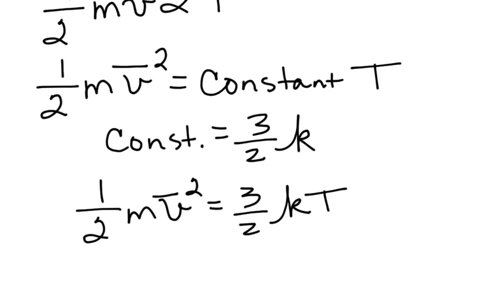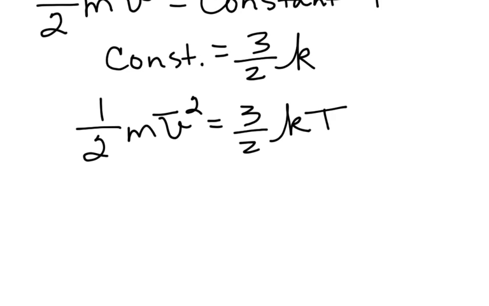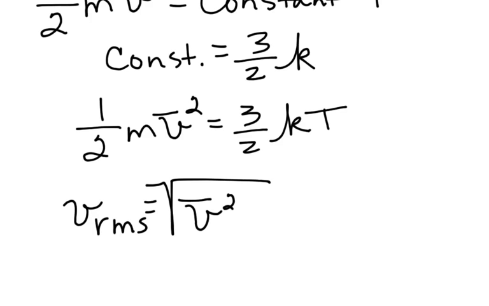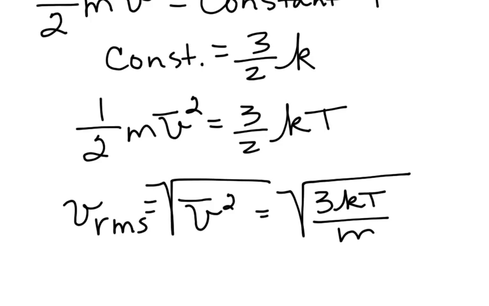Now, what if we wanted to solve for this speed? Solving for this speed would give us something called the root mean square of the speed, or the v_rms. Root mean square just means take the square root of the mean value of the speed squared. So that would be the square root of the mean squared. Now, if we solved for that, using the above equation, that would be the square root of 3kT over m. So that is the root mean square of the speed of the molecules of your ideal gas.